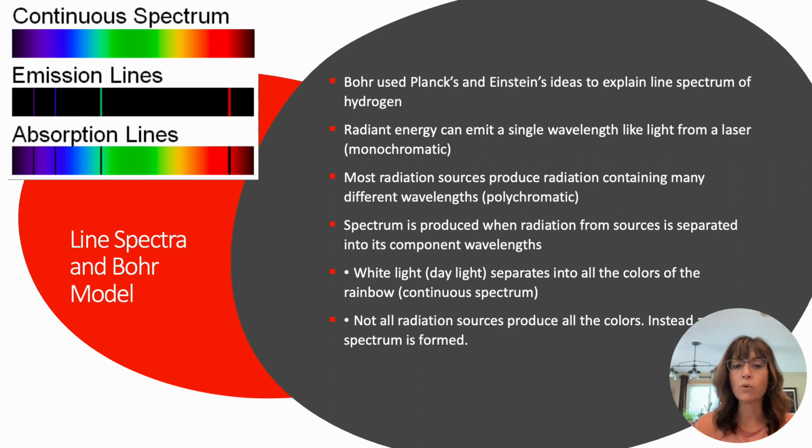Well, most radiation sources produce radiation containing many different wavelengths. We call that polychromatic. A laser might be monochromatic because it only shows you red light. A spectrum is produced when radiation from sources is separated into its component wavelengths. White light separates into all the colors of the rainbow. Black is the absence of light. But not all radiation sources produce all the colors. Instead, you often get a line spectrum, and these spectra can help us identify certain elements.